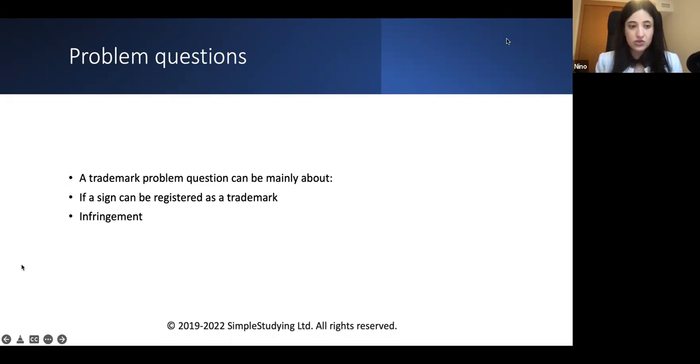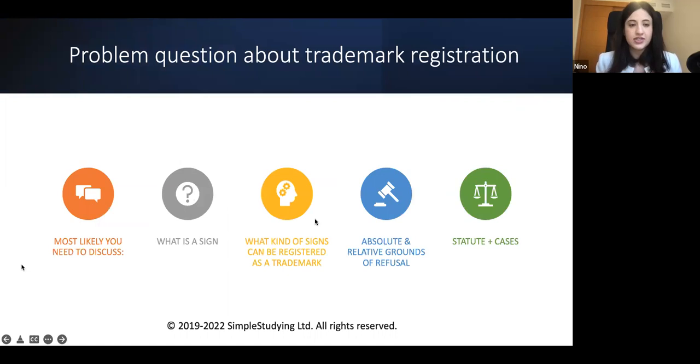And another area of law where that problem question can be about is infringement. Usually it's either of the two, but it could be both of them together. Infringement is when you are given facts of the case which show a potential trademark infringement, and you need to discuss to what extent it can be an infringement. You obviously apply Section 10. We'll go through that in more detail.